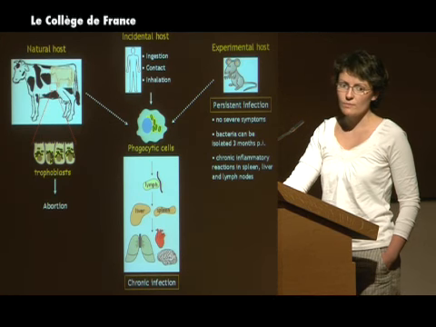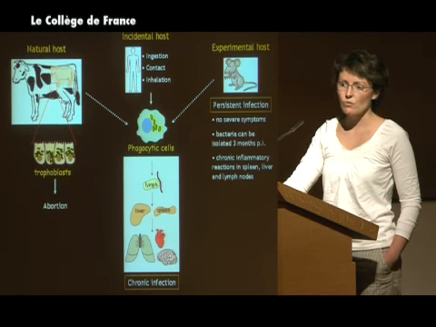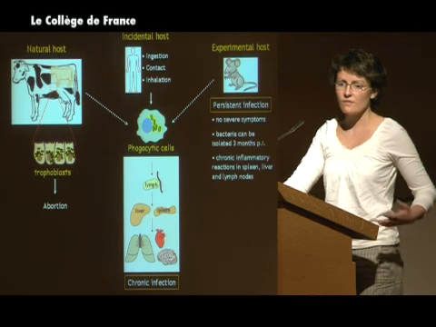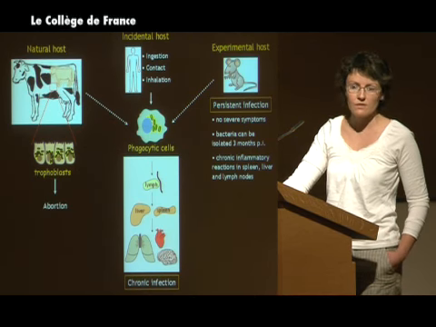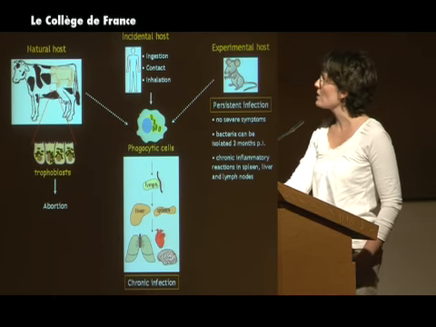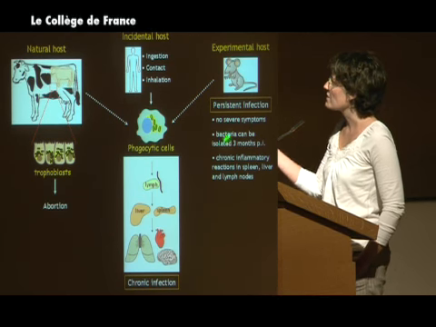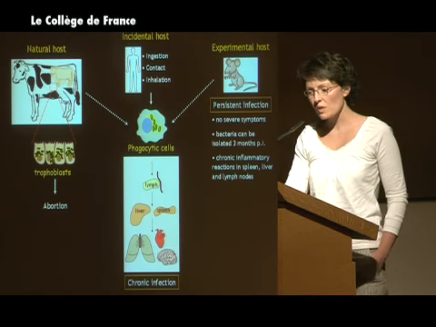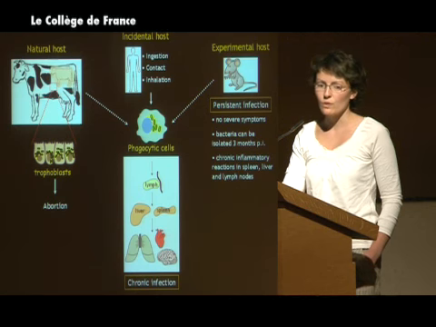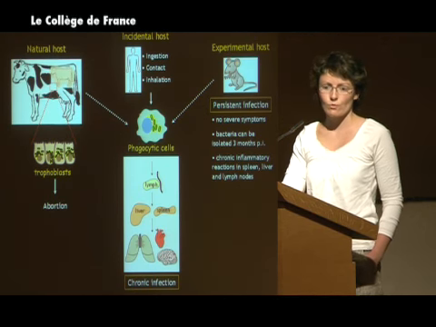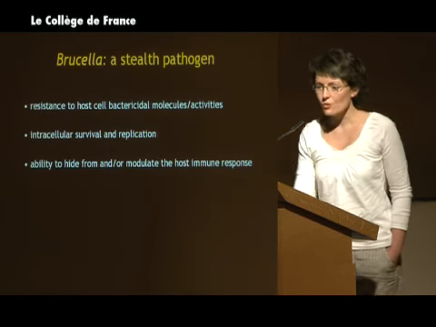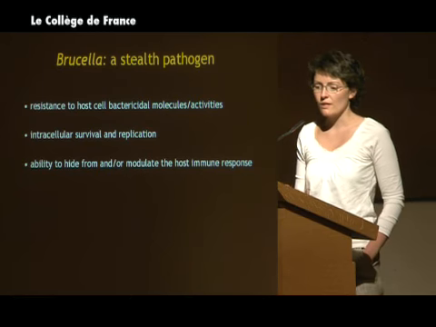But we can use them in the lab, some susceptible strains, to generate a persistent infection that can mimic some aspects of the disease. So we can recover bacteria up to 3 months post-infection, and we can see chronic inflammatory reactions in the spleen and liver. So it can be quite useful. We use it a lot, but we have to keep in mind that it's not really a natural host for Brucella.